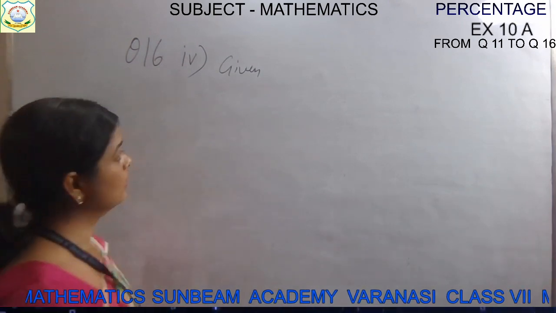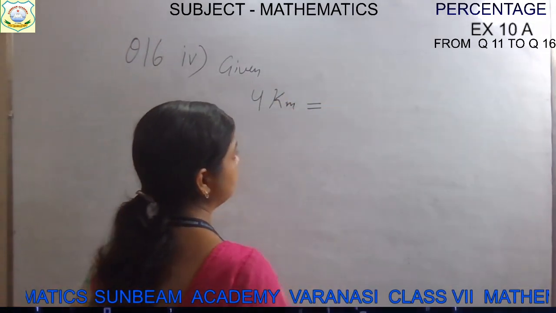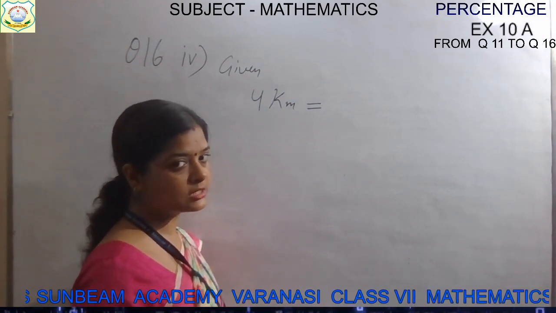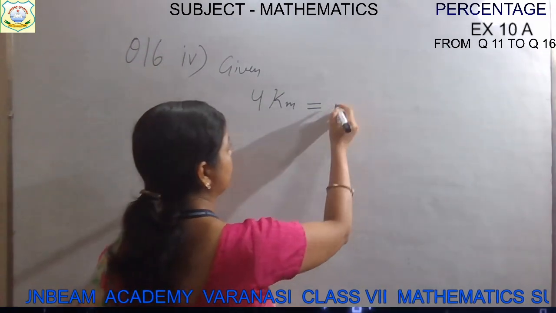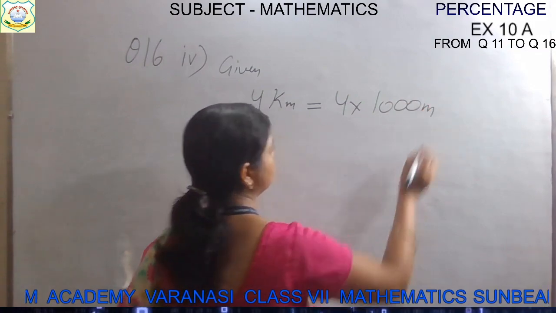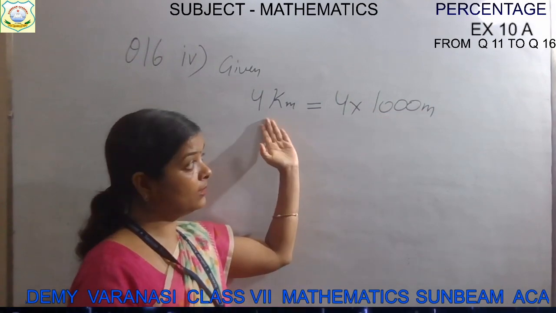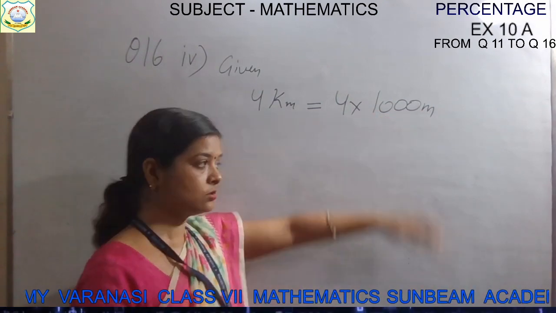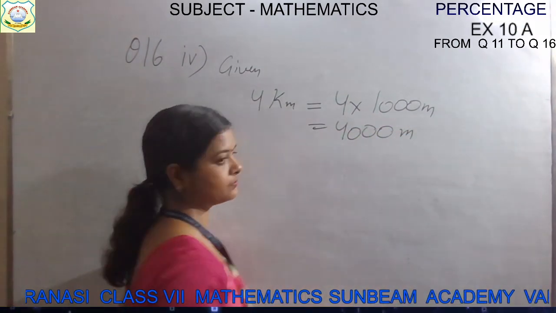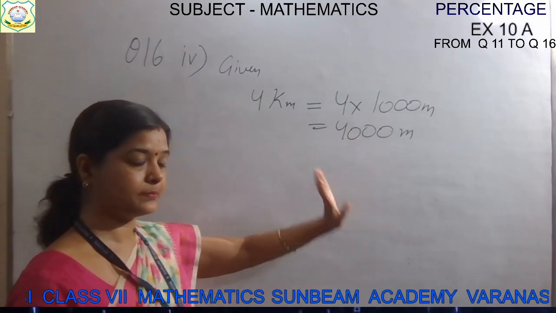What is given? We have 4 kilometers, which can be written in meters. I am converting it into meters. Kilometer is the bigger unit, that's why it is easier for us. In 1 kilometer there are 1000 meters. So in 4 kilometers it will be 4 into 1000, so the answer will be 4000 meters. Clear? Wherever 4 kilometers is in the question, now we can write it in meters.